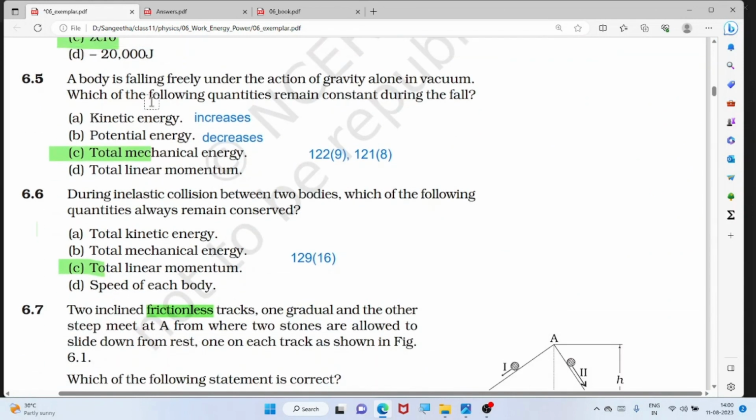A body is falling freely under the action of gravity in a vacuum. Which of the following quantities remain constant? As I told you, when it is falling, its kinetic energy increases, but the potential energy decreases. Potential energy depends on the height. So the total mechanical energy is conserved, assuming no friction and no resistance in the air.